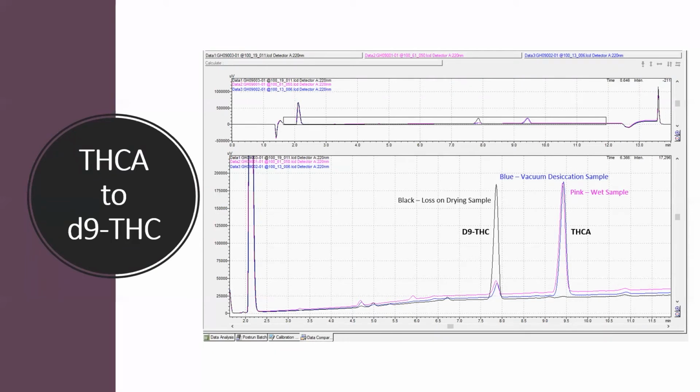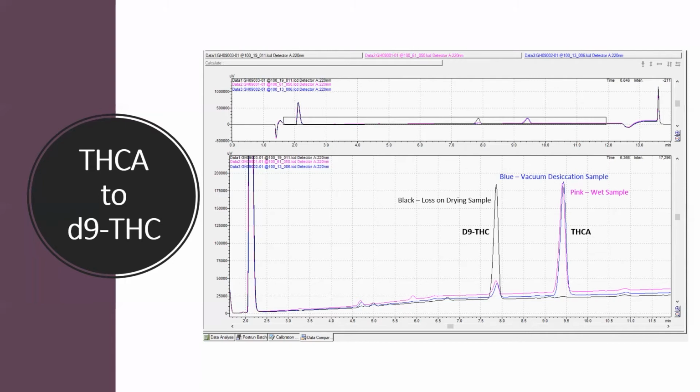Since we have looked at the numbers, I think it's also important to look at the data. The spectra presented is a zoomed in version of the chromatogram that shows the elution of both delta 9 THC and THCA. The pink data represents the wet sample, the blue represents the vacuum desiccation sample, and the black represents the loss on drying sample. As you can see, the flower that was heated to remove the water had complete decarboxylation of THCA to delta 9 THC, while the wet sample and the vacuum desiccation sample look almost identical. Any of the little differences you see are probably small deviations in sample prep, such as how much was weighed.